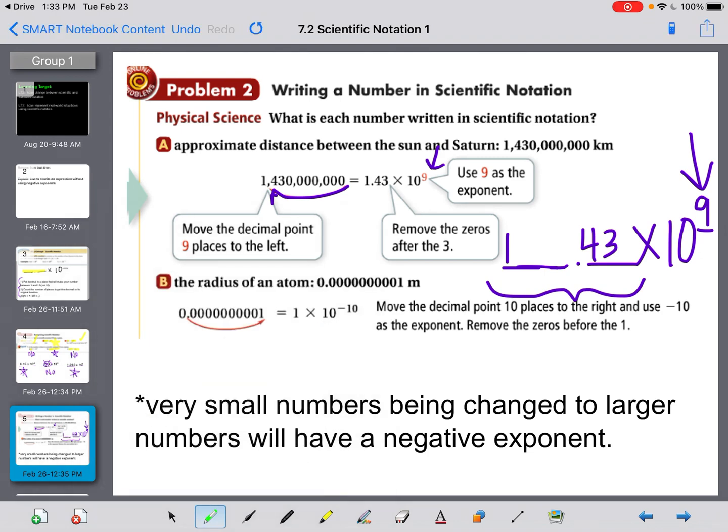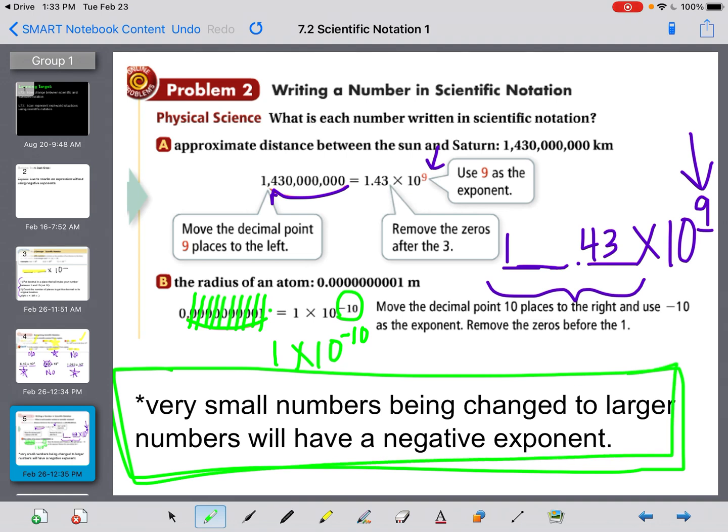Letter B here shows me the opposite. This time, I have a very, very small number, and I have to move my decimal place to the right to make it a number between 1 and 10, which means my exponent is going to be a negative number. So this one becomes 1 times 10, and then we count how many places we moved it. 1, 2, 3, 4, 5, 6, 7, 8, 9, 10 places, so it becomes a negative 10. Hey, remember this.